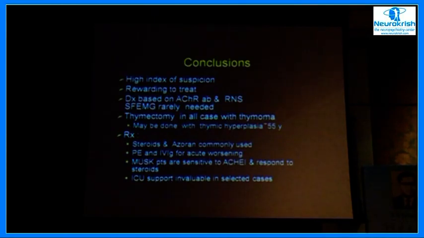Steroids and azathioprine are commonly used, and plasma exchange and IVIG are used for acute worsening. The MUSK-positive group is very important. Now we are getting MUSK antibody positive cases among the antibody negative ones. I have about 6-7 patients in my follow-up, and they are very sensitive to acetylcholinesterase drugs. So one has to be very cautious with the dose, and they respond to steroid. Sometimes they have to be given a higher dose of steroid, and they respond.